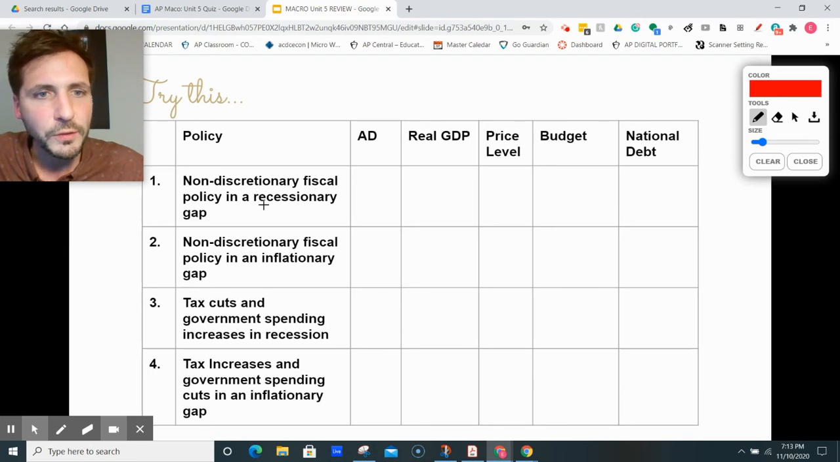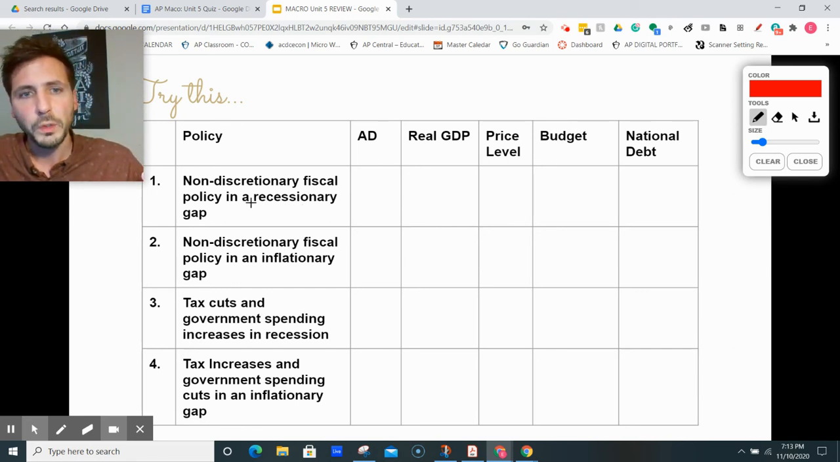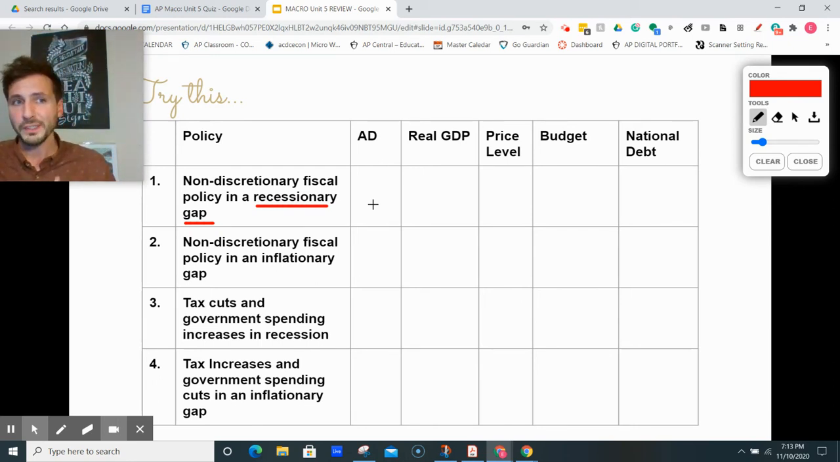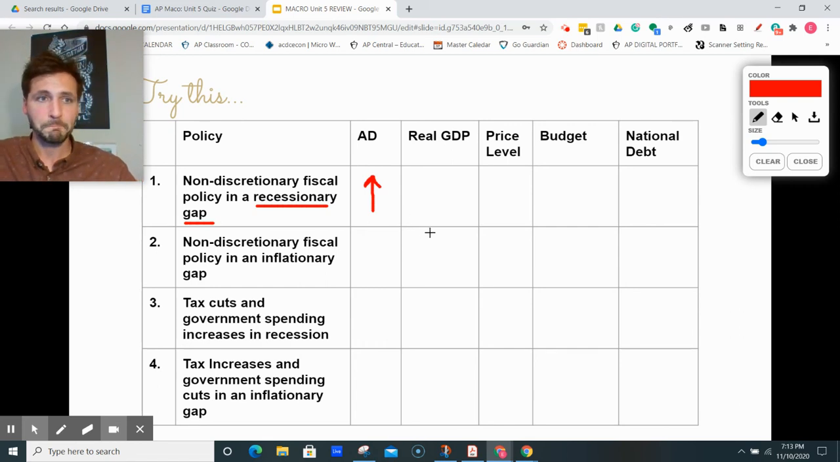So, non-discretionary fiscal policy in a recessionary gap. Non-discretionary means progressive taxes, transfer payments, things like that, right? We know when we're in a recessionary gap, that's going to result in a decrease in tax revenue, which has an expansionary effect. It's going to be an increase in transfer payments. So more people are on welfare, so more people are getting those payments from the government. That is an expansionary effect. Both of those things cause an increase in aggregate demand. Aggregate demand going to the right causes an increase in real GDP. When real GDP and aggregate demand are going to the right, that's also an increase in price level.